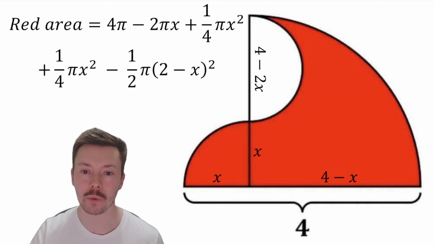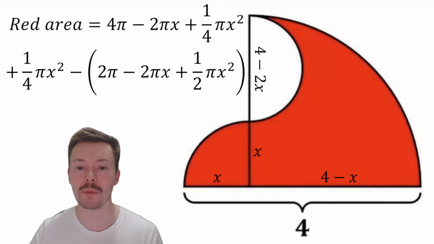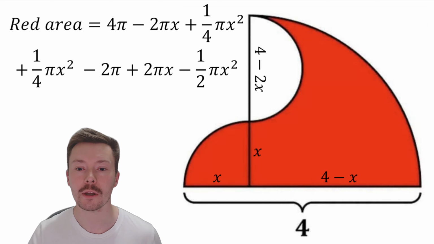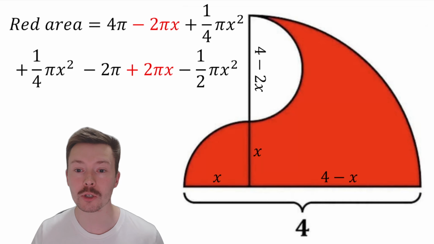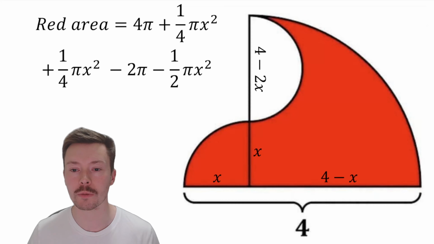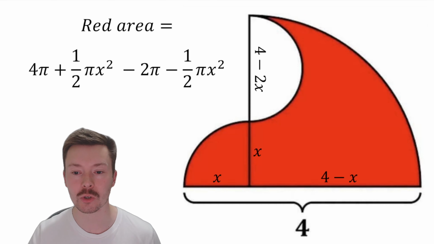Now let's go back to what we had and replace that. And let's remember we've got to make all of that negative inside the bracket because we're subtracting it all. So that's going to give us this: minus 2 pi plus 2 pi X minus a half pi X squared. Now what hopefully you notice at this point is that we've got minus 2 pi X and plus 2 pi X, so those two things will cancel and we'll get left with this. Now, if I'm collecting my like terms, I've got a quarter pi X squared plus a quarter pi X squared, so that gives me a half pi X squared.